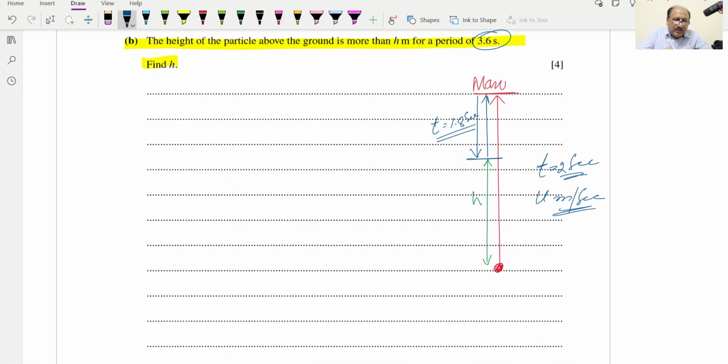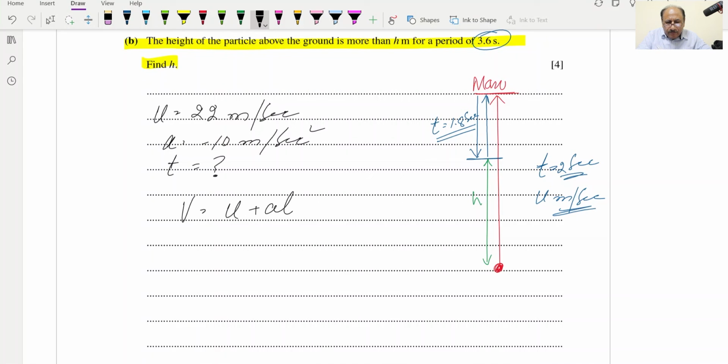So now we can understand u is equal to the same 22 which we just found in the previous part, so meter per second, and a is equal to minus 10 meter per second square, and always write with units. So t we need to find, and we can write v is equal to u plus at, and final velocity at maximum point will be equal to 0. So we can write 0 is equal to 22, and this will be plus and minus 10 into t.